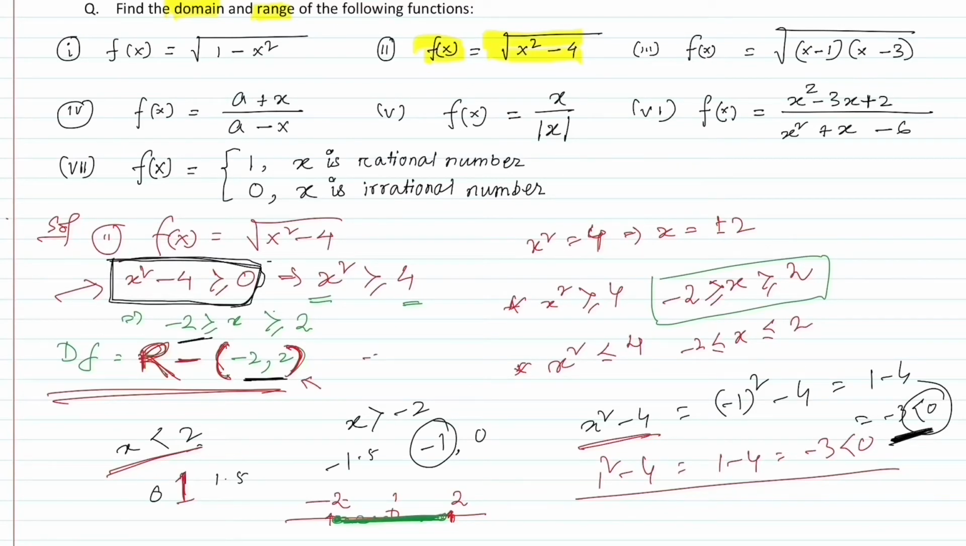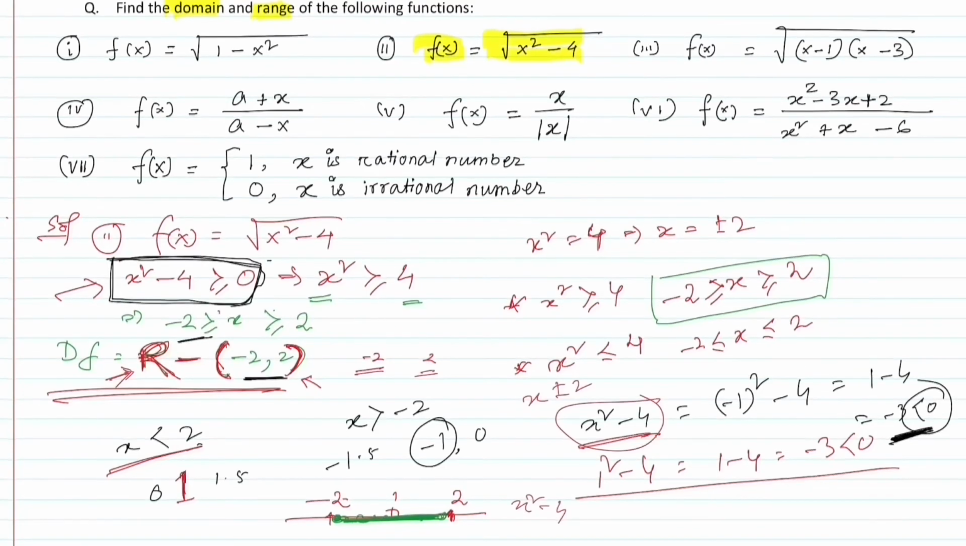So why have I written here open interval? Because you see, x is less than or equal to -2. Okay, -2 is included, and x is also greater than or equal to +2. Okay, so x can be equal to -2 or +2.